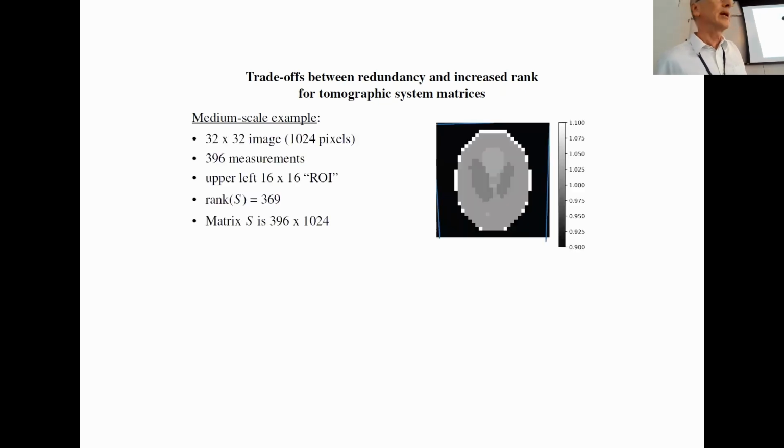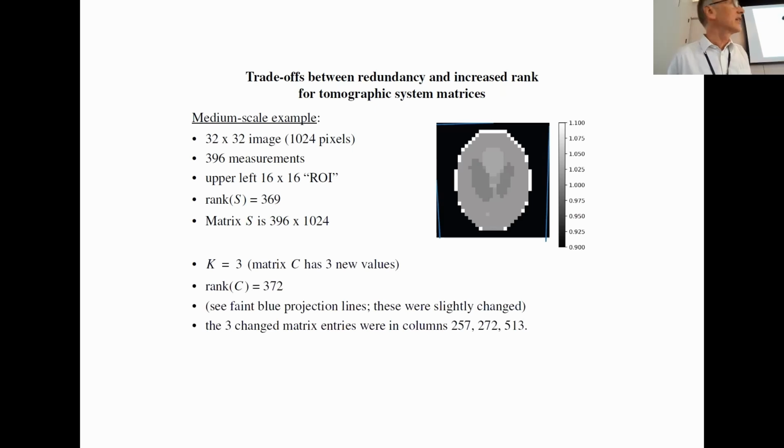So here's something that almost looks like a Shepp-Logan phantom, except it's still only a 32 by 32 image. 396 measurements out of 1,024 unknowns. So it definitely has a huge null space. The rank turns out to be 369. That means there are 27 redundant rows in there someplace. And of course, the matrix size is 396 by 1024.